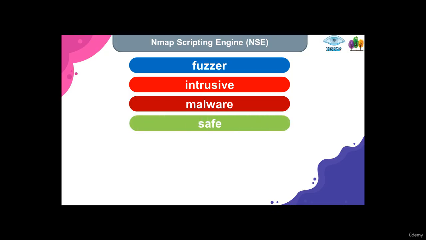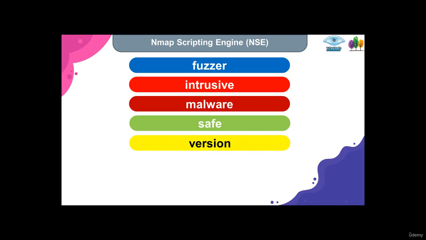Safe. Scripts that are not designed to crash services, use large amounts of bandwidth or other resources, or exploit vulnerabilities. They're less likely to harm remote administrators, but we cannot guarantee that they will never cause adverse reactions, as with other Nmap features. Most of them perform general network discovery. Scripts in this category are not classified as safe, but all other unsafe scripts should be placed in intrusive.